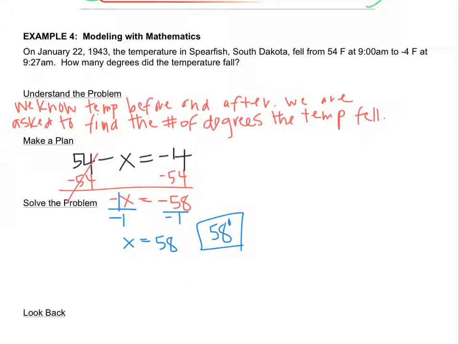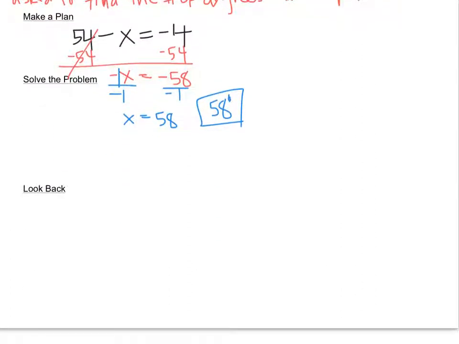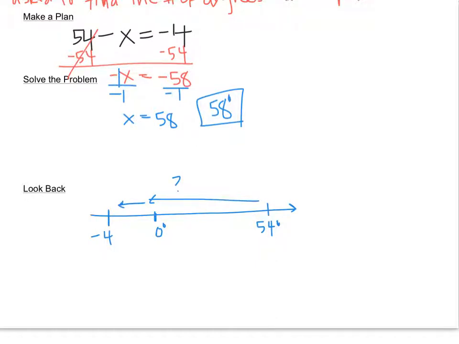All right, now another way that you could do it is by doing a number line, and that's how I'm going to show you the look back, where you say, does this answer make sense? So in the number line strategy, we start at 54 degrees, and then it went down by some mystery amount, and it landed at negative 4. So if you think about the number line, to go from 54 to 0 degrees, that would be a drop of 54 degrees, and then another 4 degrees would be 58 degrees. So it definitely makes sense.